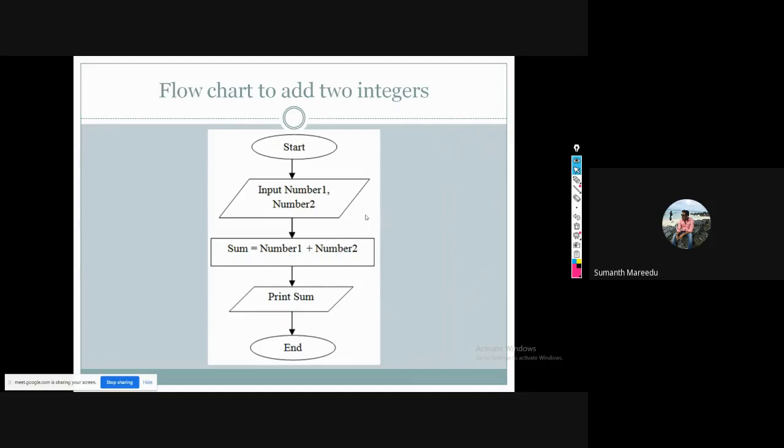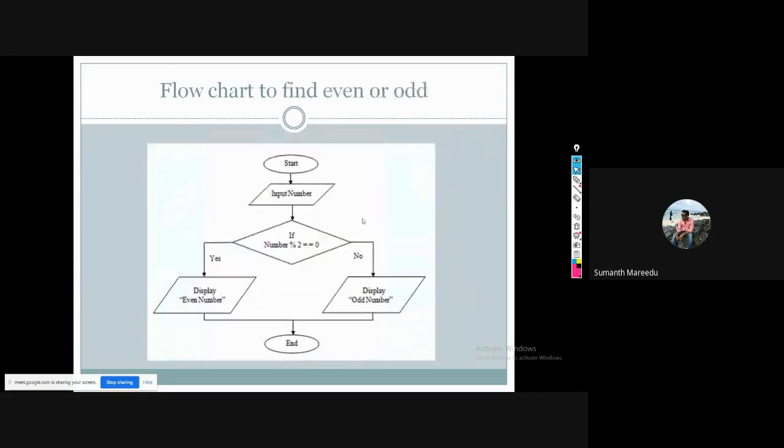So look at one more example. This is a flowchart for finding whether the given number is an even number or an odd number. See, an oval shape represents the start symbol. Then you need to input, you need to read a number. So input a number, and that can be represented with a parallelogram.